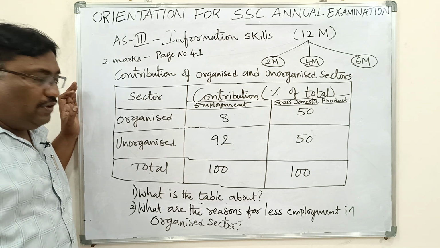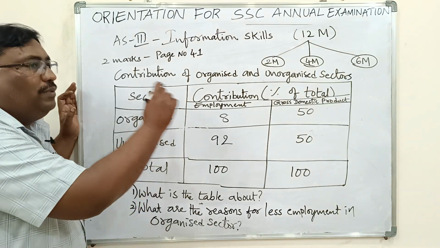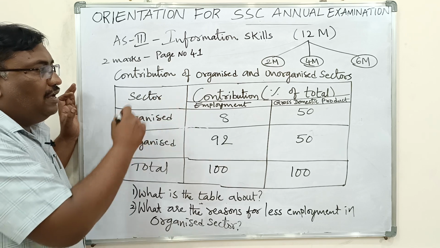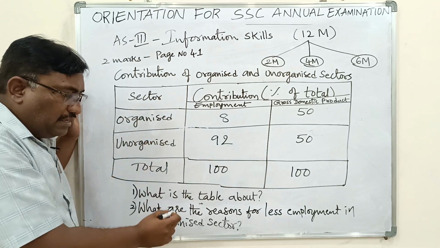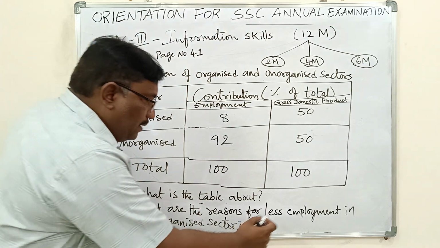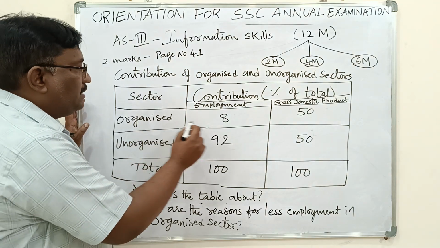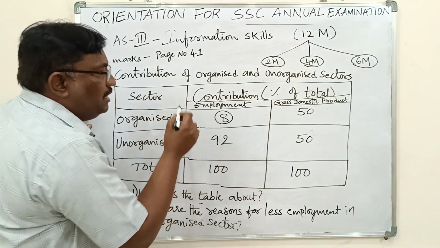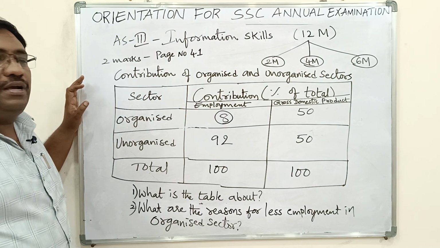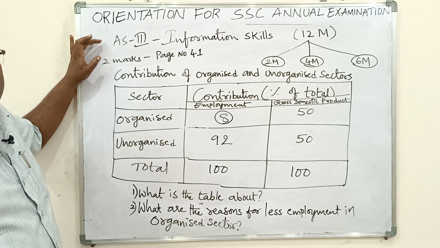this type of question is called an explorative question, where we can't find the answer in the table. We have to be thorough about this table and where it is located in the lesson. If you look at the data and the paragraphs around it, we can get the answer. So what are the reasons for less employment in the organized sector? Why has the organized sector got only 8% of employment? What might be the reasons? This type of question may come for 2 marks in academic standard 3, information skills.